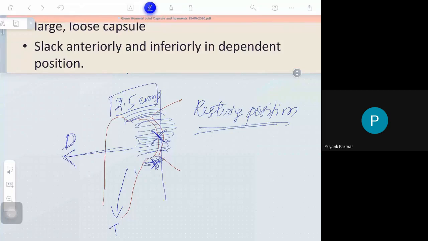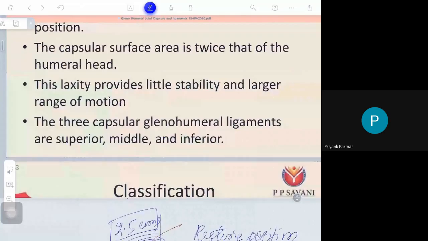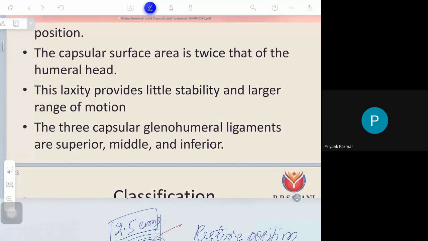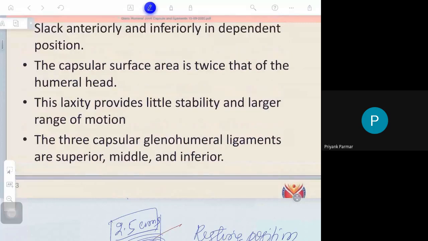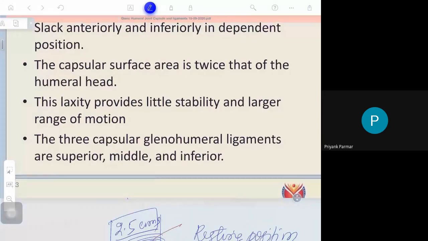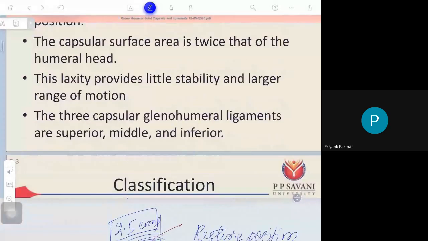What is the reason? Because the ligament or the capsule is lax. Clear? The capsular surface is twice the surface area of the humeral head. That is the reason why you are able to distract the joint without dislocation or subluxation. You can distract the joint for up to 2.5 centimeters. The reason is the surface area is twice and the capsule is lax.